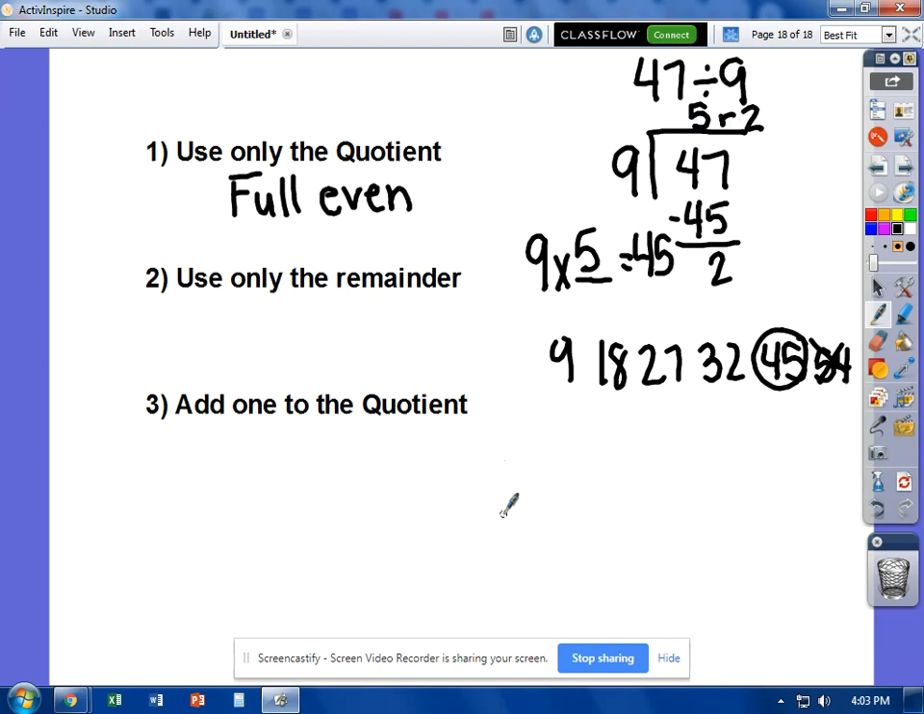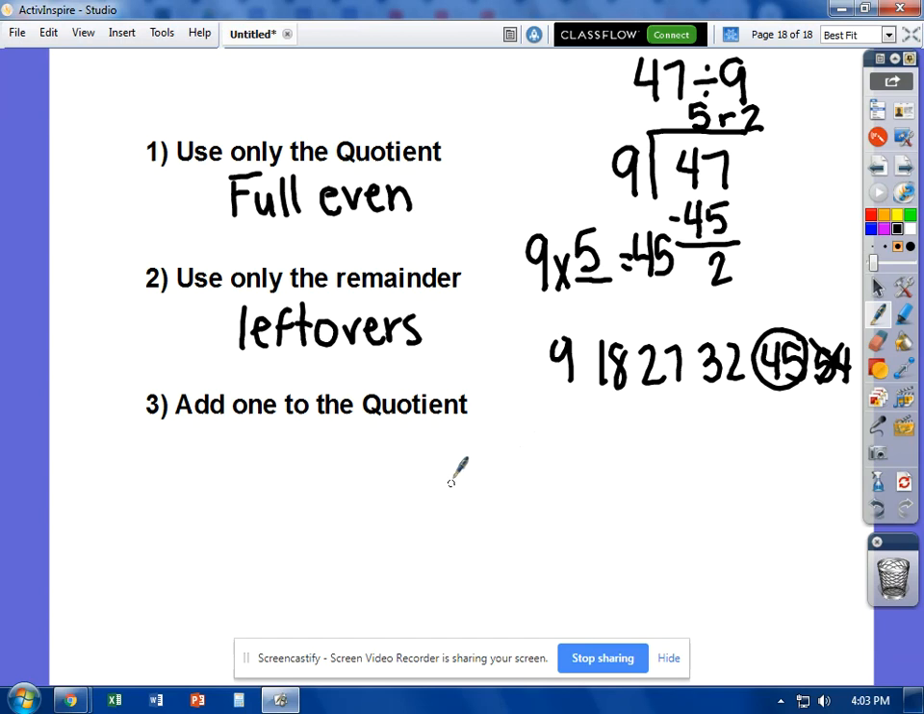My next option would be to use only the remainder. And if you remember, remainder means leftovers. So for example, if Miss Barr has 47 animals and she wants to put them in rows of 9, how many animals would be left over or not make it in a group? And the answer would be 2.